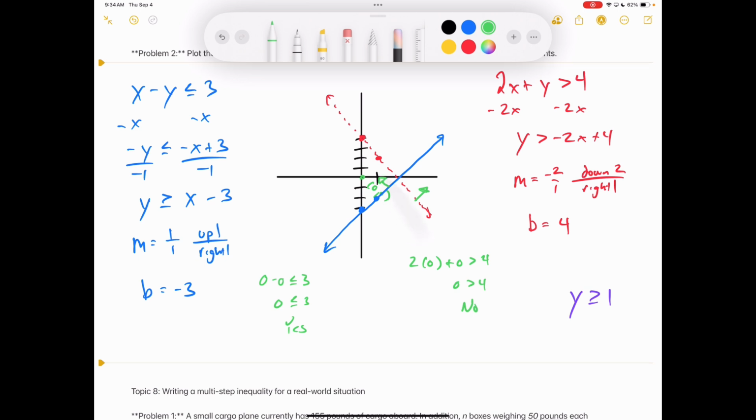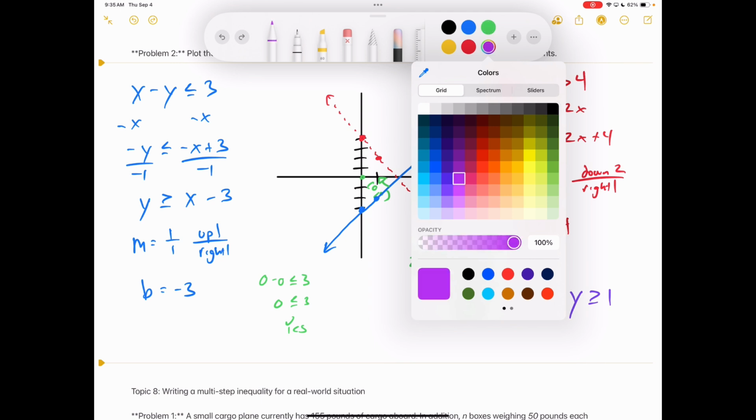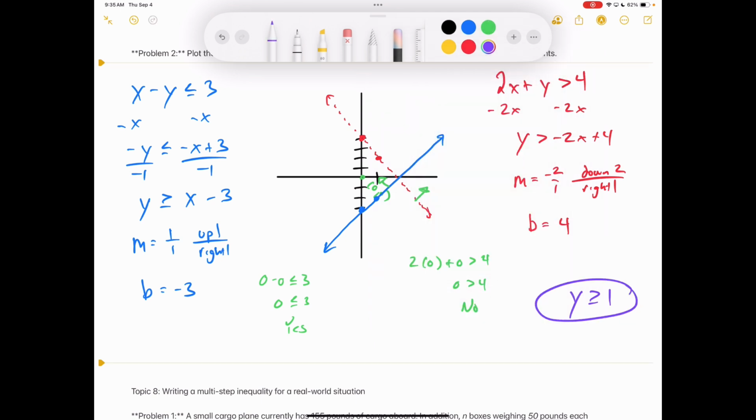So I need to be above the blue line, to the right of the red line. That would be... Oh, I forgot my other one. I forgot this is a 3. Forgot about this one down here. y is greater than or equal to 1. That is a horizontal line. So I go to 1, and it's a solid line because it's greater than or equal to. And it's greater than or equal to, so I shade above.